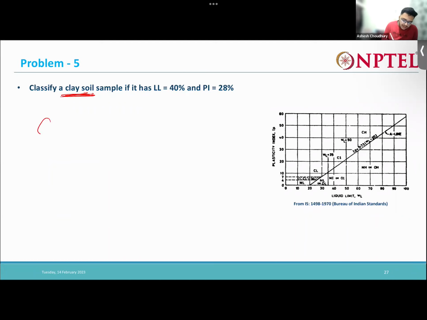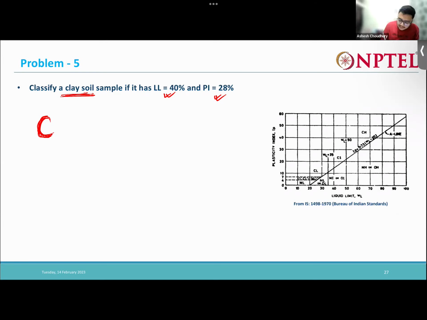Correct. So first, in the question itself they have told you that the prefix will be C. Also, they have given the liquid limit and the plasticity index. Now you have to tell me what it will be: CL, CI, or CH. So please find out and tell me. You have a liquid limit and a plasticity index, both. It's coming under clay. Clay is final, we already know from the question.